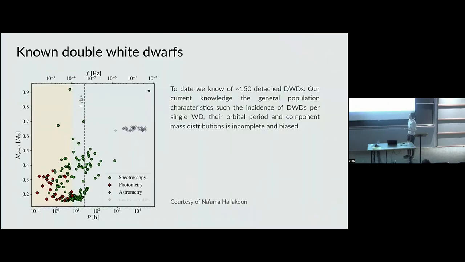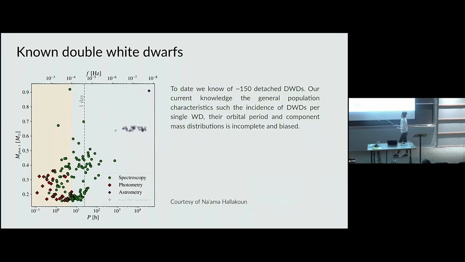So Nama has already mentioned a little bit the motivation to look at the double white dwarf properties as a population. Even if we know quite a sizable sample of resolved systems, our current knowledge is still incomplete, simply because of the selection effects of the methods that we are using for discovering them: we are biased to orbital periods less than 1 day.